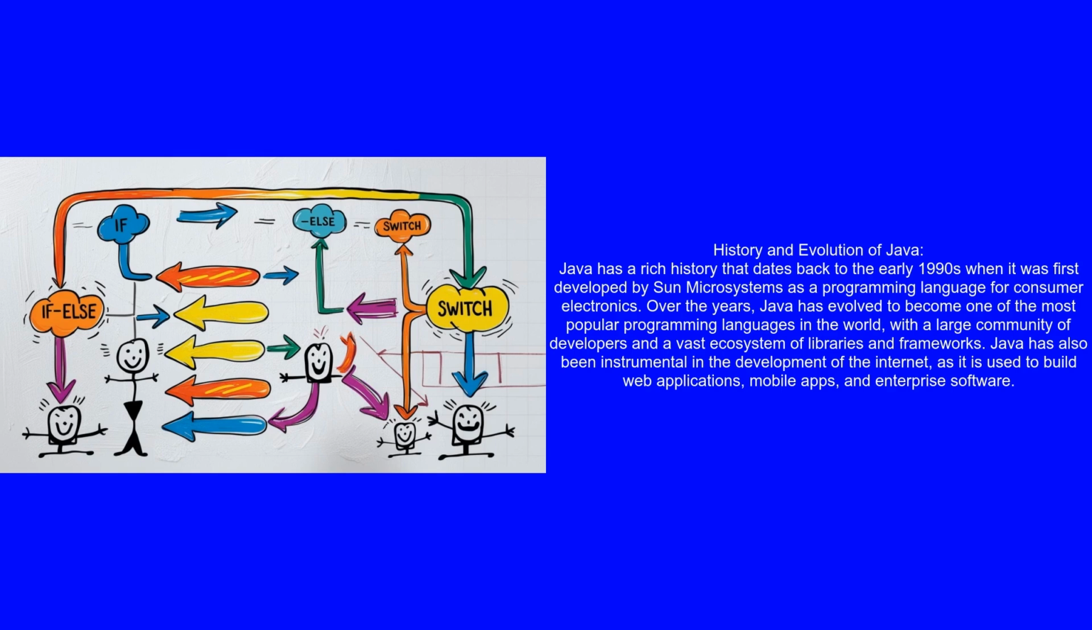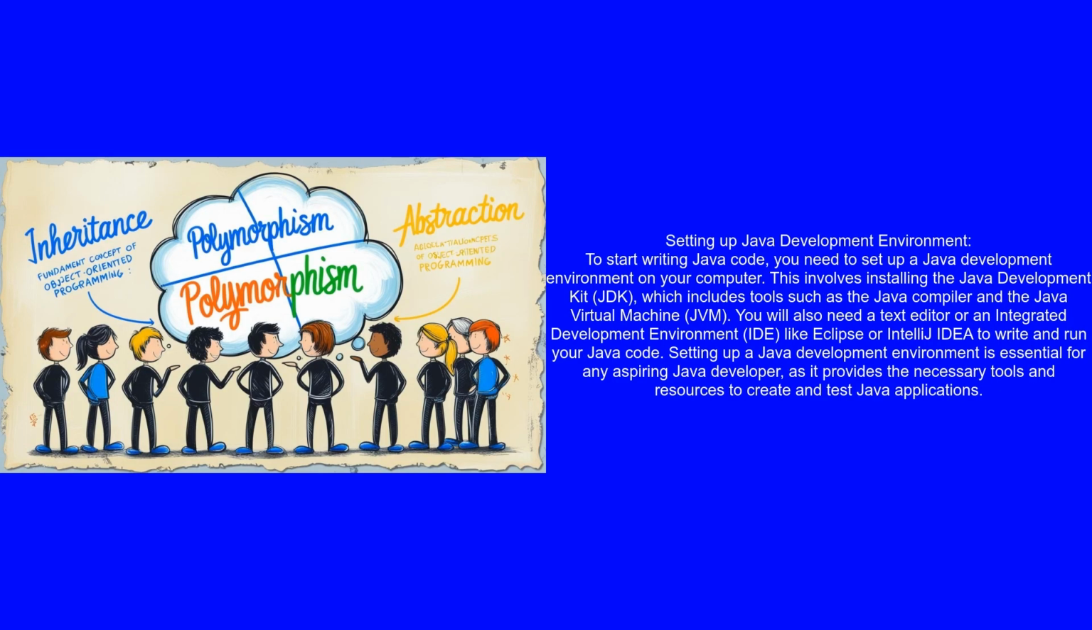Pretty cool, right? So next time you're browsing the web or using an app, remember that Java is likely working behind the scenes, making it all possible. Cool stuff. Alright, so you're ready to dive into the world of Java coding. But first things first, you need to set up your Java development environment on your computer. This basically means getting the Java Development Kit, JDK, all sorted out, which includes important tools like the Java compiler and the Java Virtual Machine, JVM.